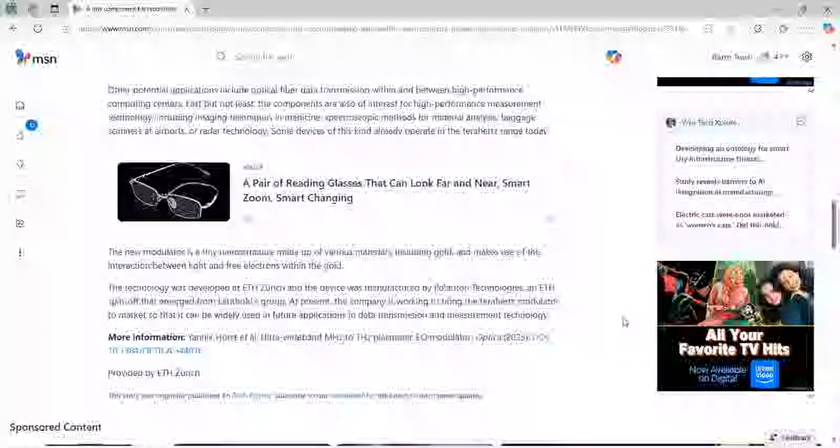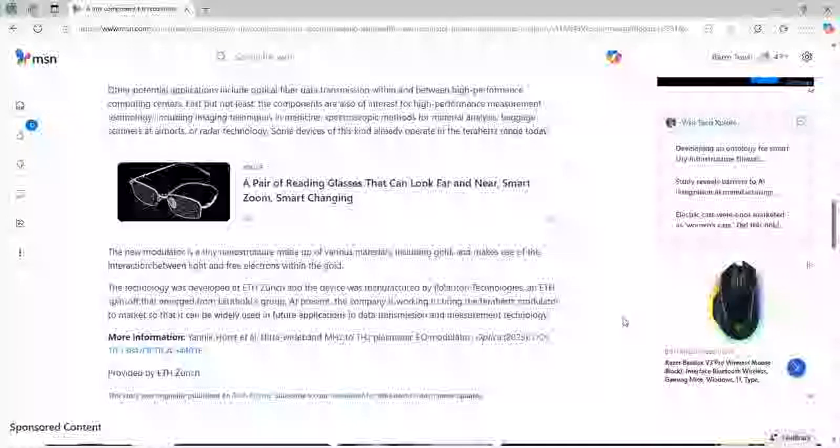For more information, Yannick Horst et al., Ultra wideband megahertz to terahertz plasmonic EO modulator, Optica 2025, DOI 10.1364/OPTICA.544016, provided by ETH Zurich. The writer and the publisher would like to let you know that the story was originally published in Tech Explorer. Subscribe to their newsletter for the latest sci-tech news updates.